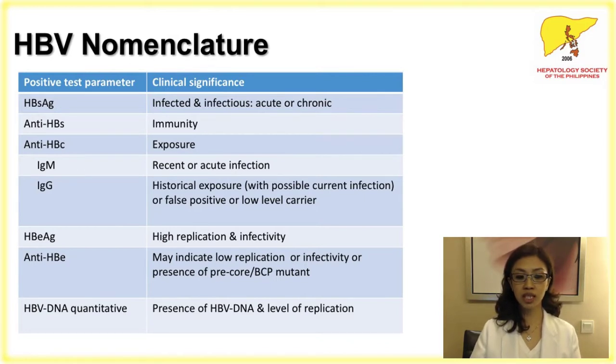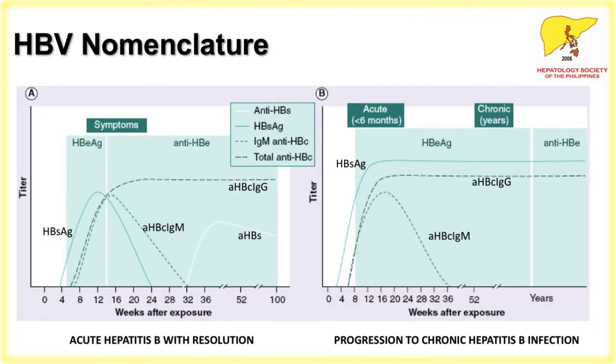HBsAg, HBe antigen, anti-HBe, HBV DNA with the ALT all taken together determine the activity of the virus immune system or phase of the disease. So just to elucidate, in acute infection, HBsAg is present only until 6 months. It is initially accompanied by envelope antigen and the IgM core antibody.